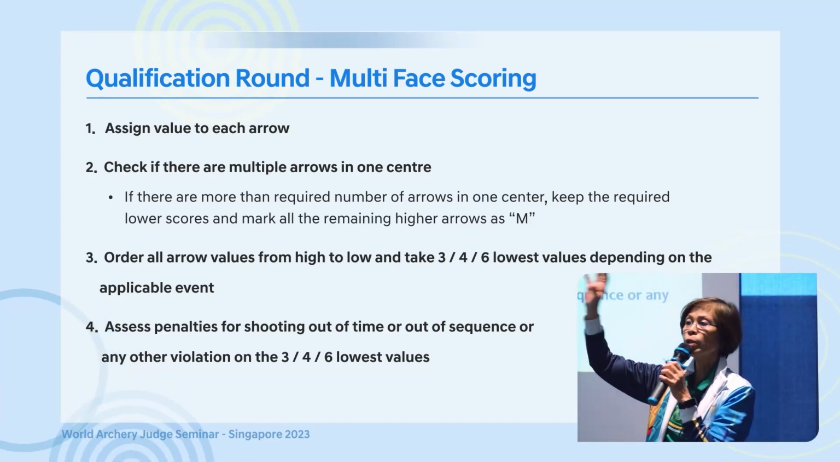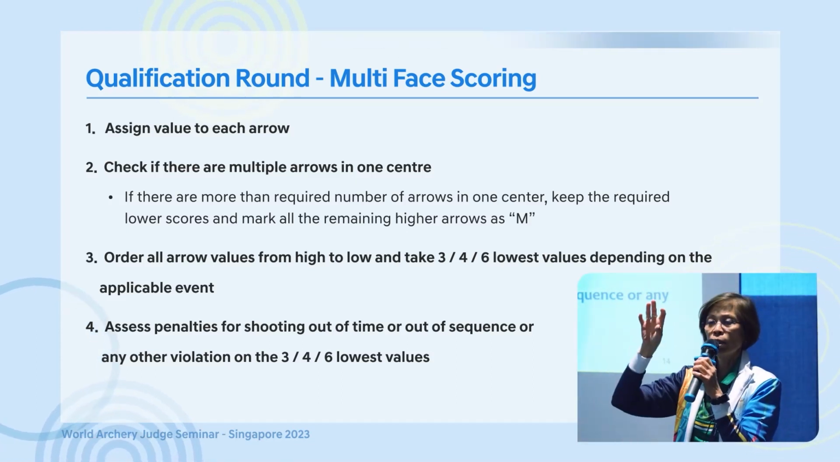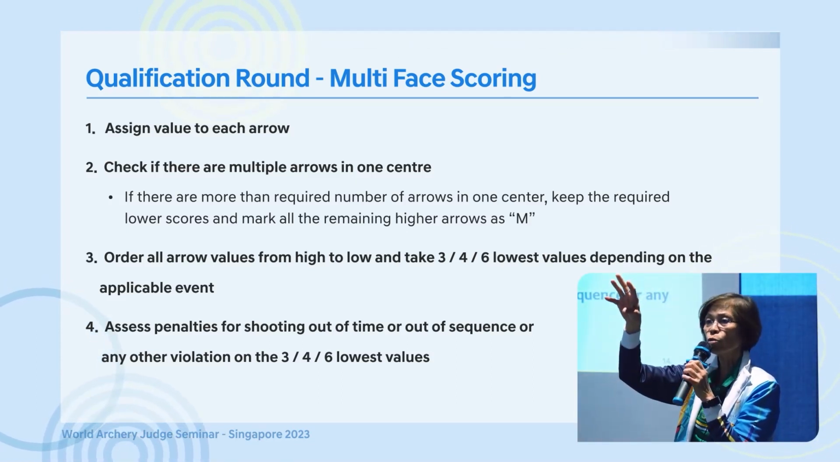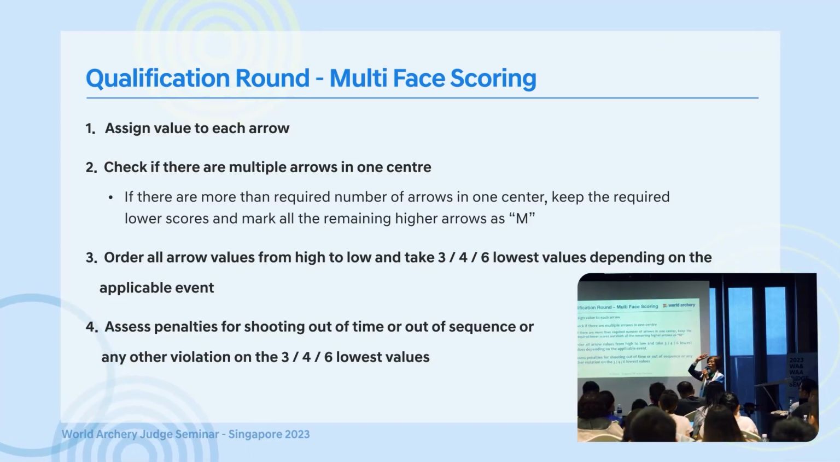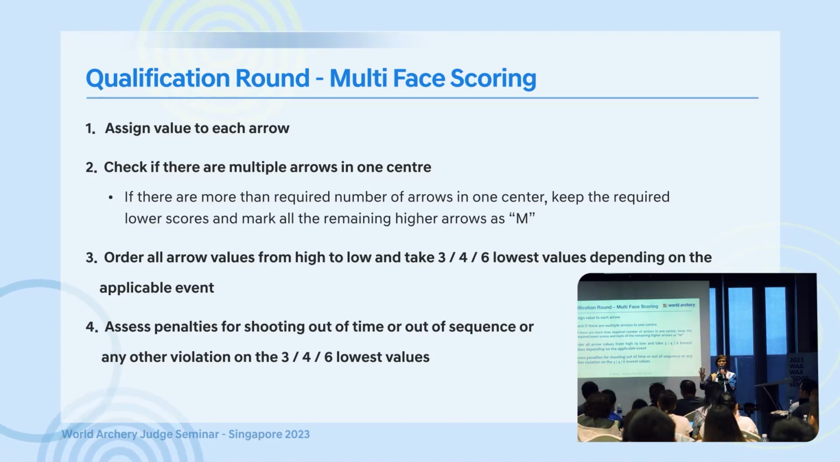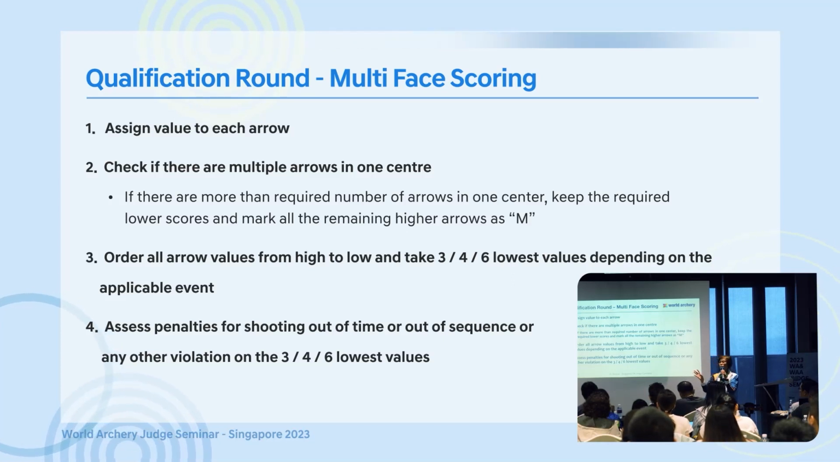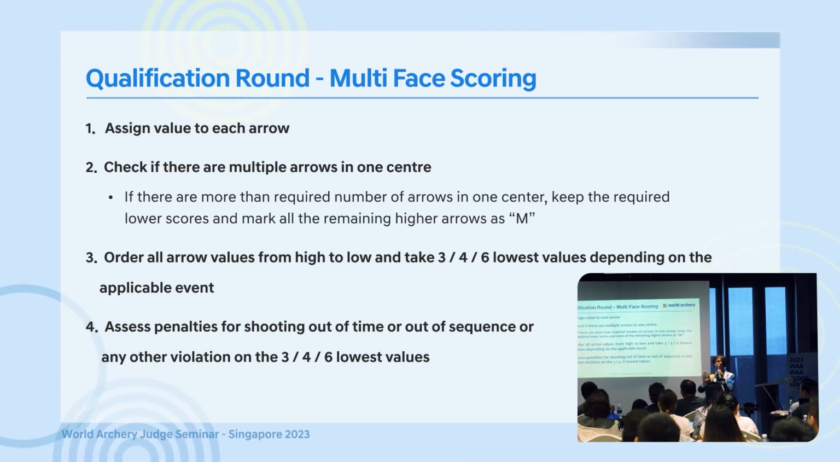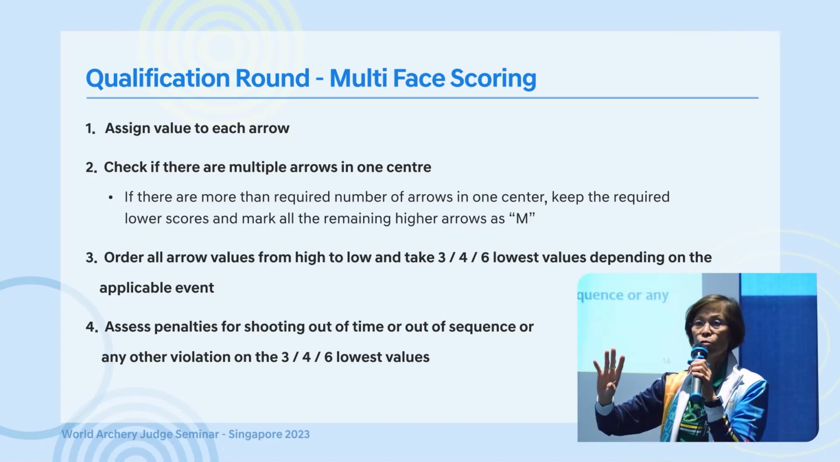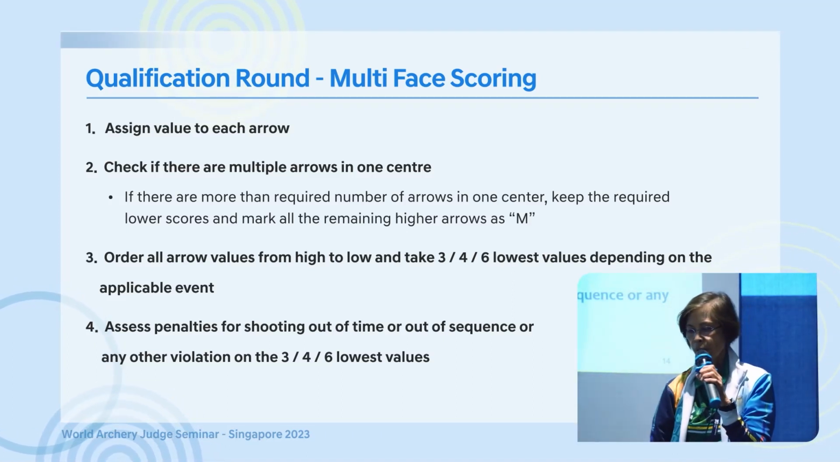How many arrows should be in one center? We're talking about indoor. Only one. If you see two, what do you do? Remove the highest and it becomes an M. After that, check if there are more than three arrows. For example, four arrows were shot. So what do you do now? You take the lowest three, including the M that you had already put there.